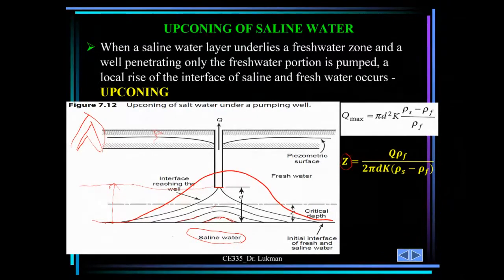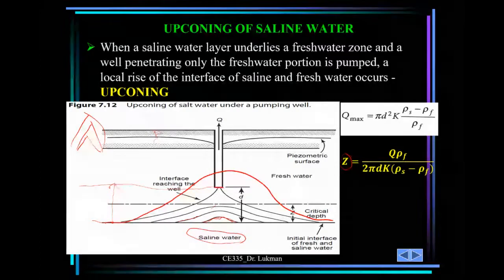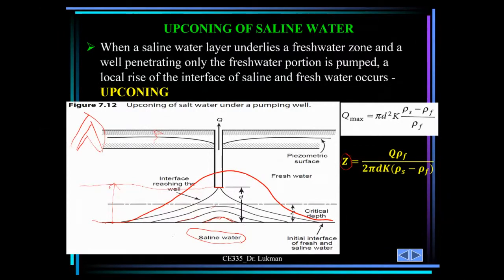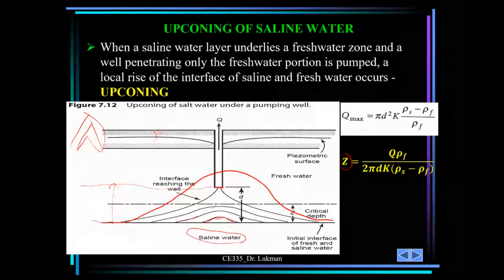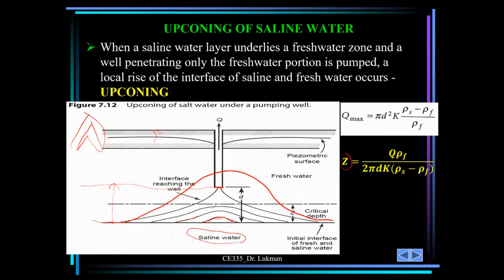And at that point, all you are going to be pumping will be saline water. So to avoid the movement of this interface to this level, so that you will be pumping only saline water, this critical depth has to be maintained within a certain region, and this is the formula to find the critical depth.